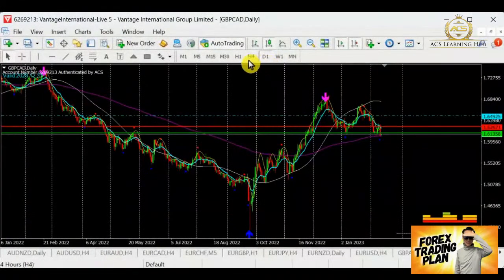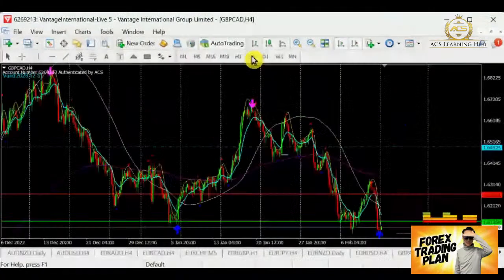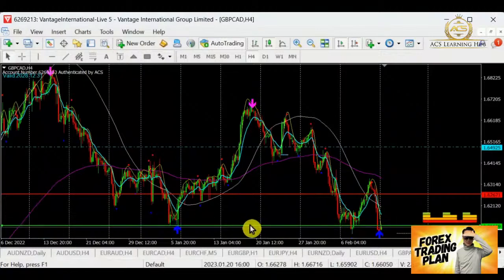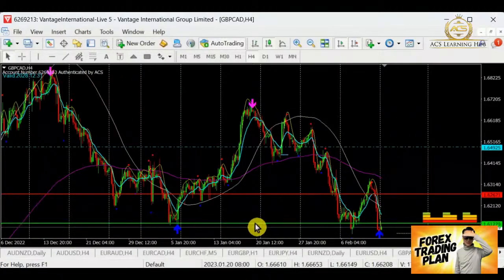Next to go, let's see. Next to go for you, Pound Cat. For Pound Cat over here, we are transiting down into the bear. I'm looking for selling. So over at this point here, as we can see, we are looking into this session.